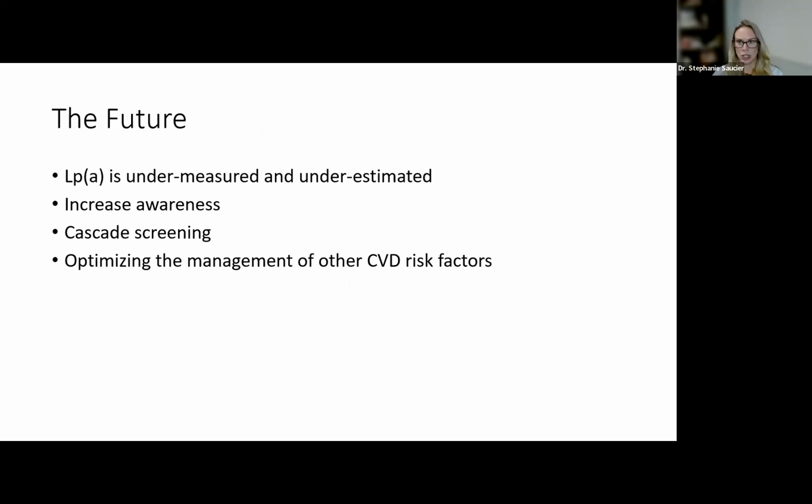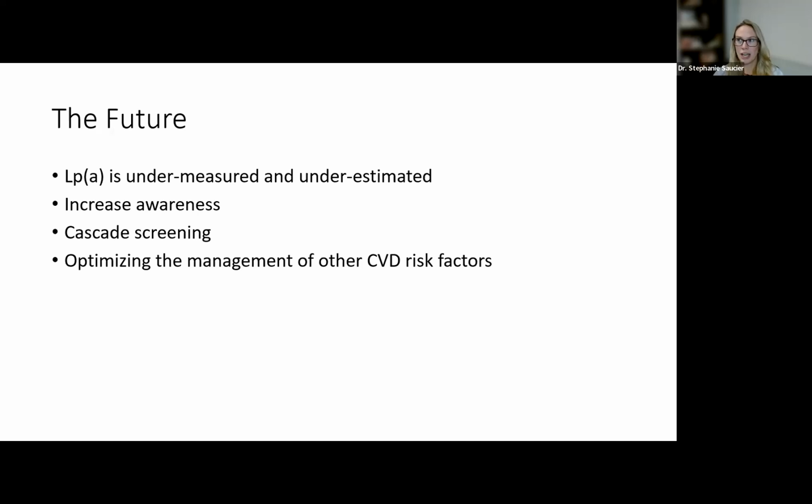What about the future? So we've talked a lot about what we already know about Lp(a), what we're still hoping to know, that not all the answers are here, and where the future lies. So Lp(a), we know that this is undermeasured and underestimated across the spectrum. Although the prevalence is thought to be 20%, we know that people are only getting tested in the single digits, 1%, 2% of the time.